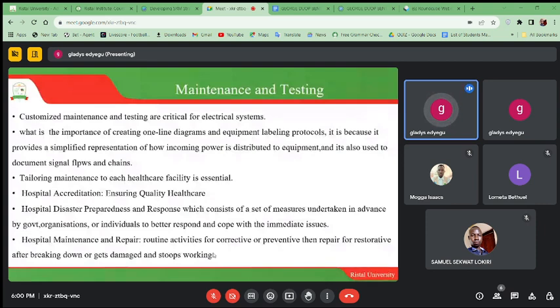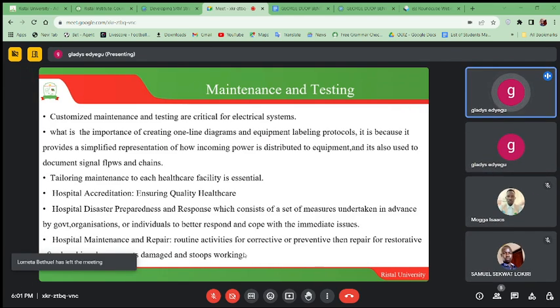So what is hospital disaster preparedness and response? Disasters are just occurrences that can come when you're not ready for them. But you have to be prepared. Like a hospital, you have to be prepared to address power outbreaks and prevent them, or handle them even when they have occurred, and that is when you are to respond.